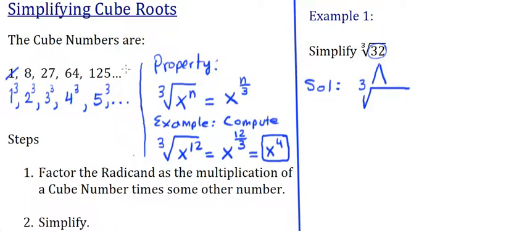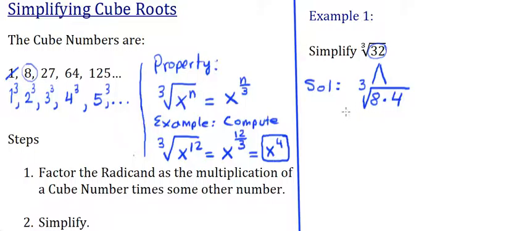You have to ask yourself, which of these cube numbers goes into 32 evenly? Clearly that number is 8, right? So we write 8 here first, times what? What number multiplied by 8 will give us 32? That number clearly is 4, right? So 32 divided by 8 is 4.